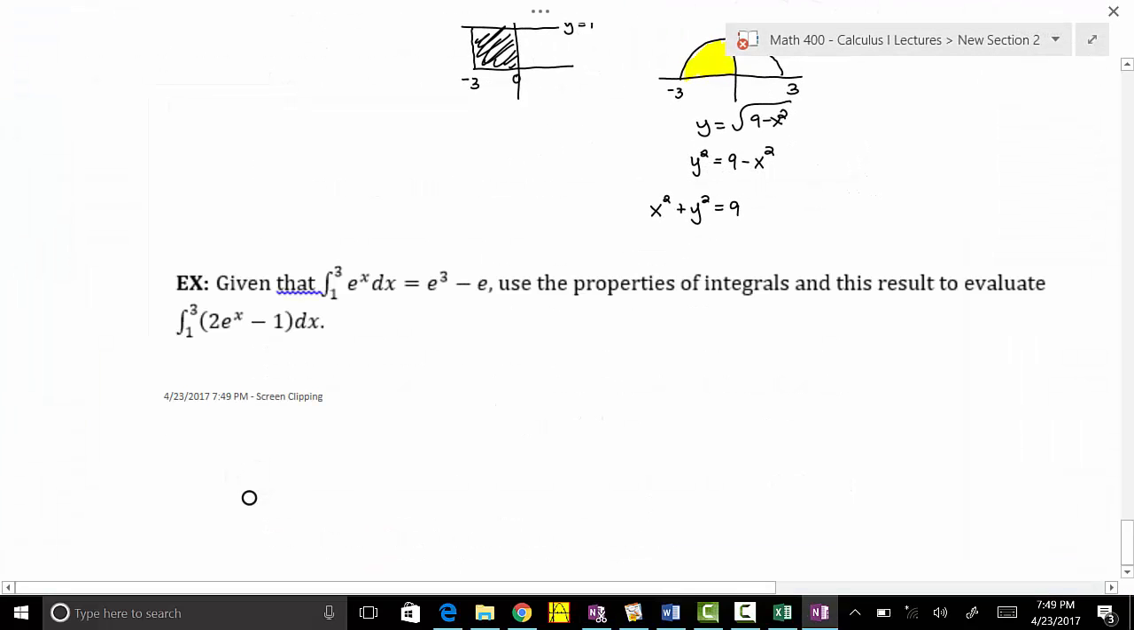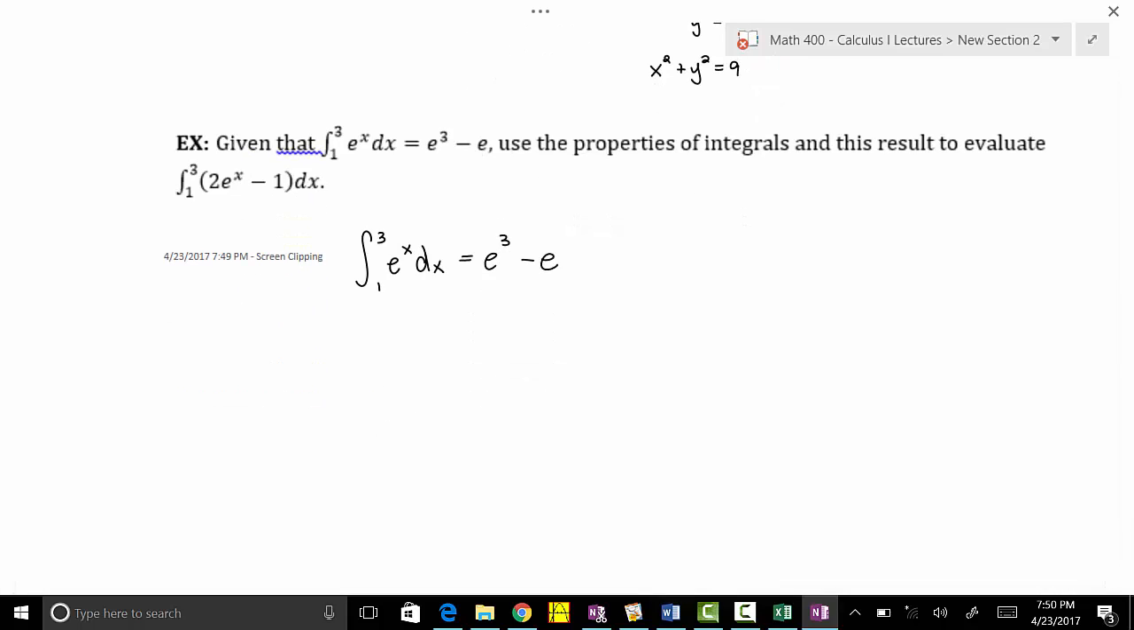Given that we are told, so somebody just comes in the room and says, guess what? The integral from 1 to 3 of e to the x dx is just e to the third minus e to the first. They don't bother telling us why. They just say that it is. And then they say, because you know that, I now know you can evaluate the integral from 1 to 3 of 2e to the x minus 1. And you don't have to freak out because you can use properties of integrals here.